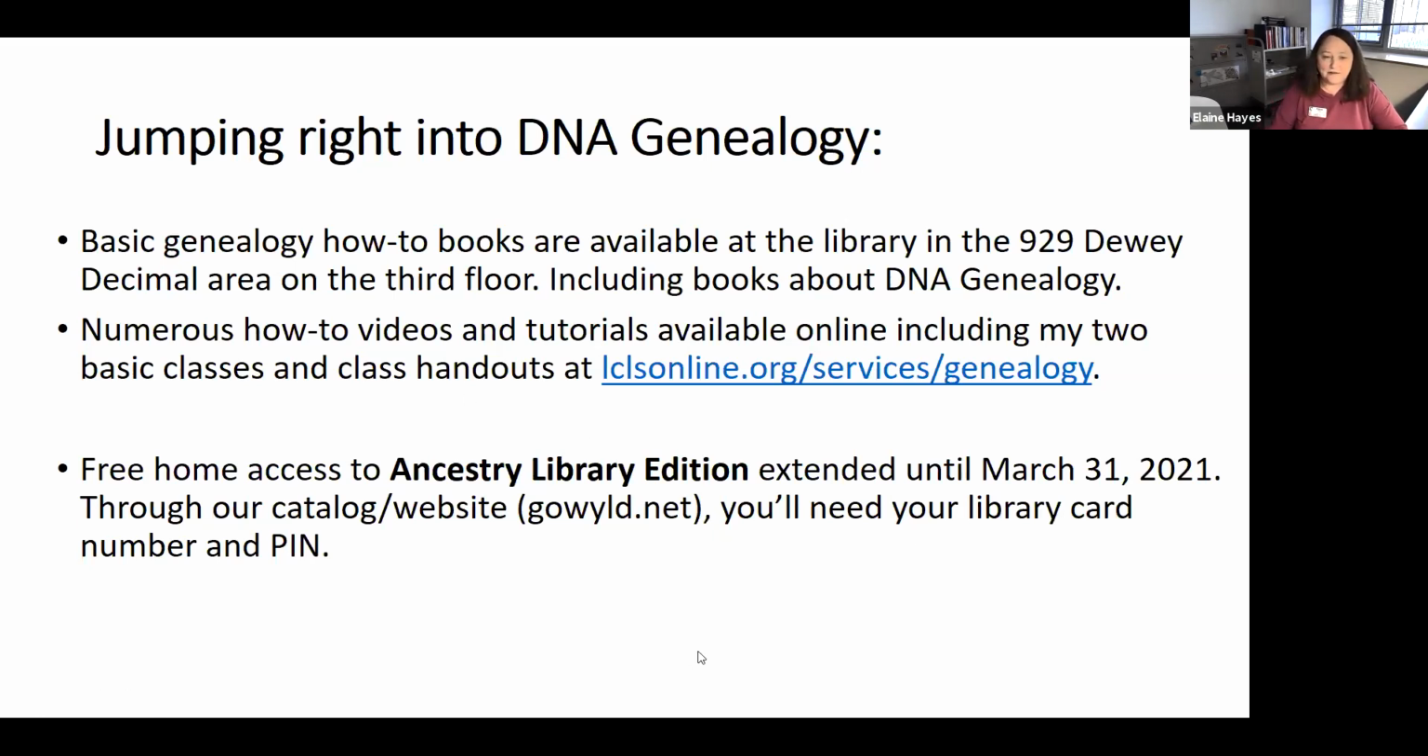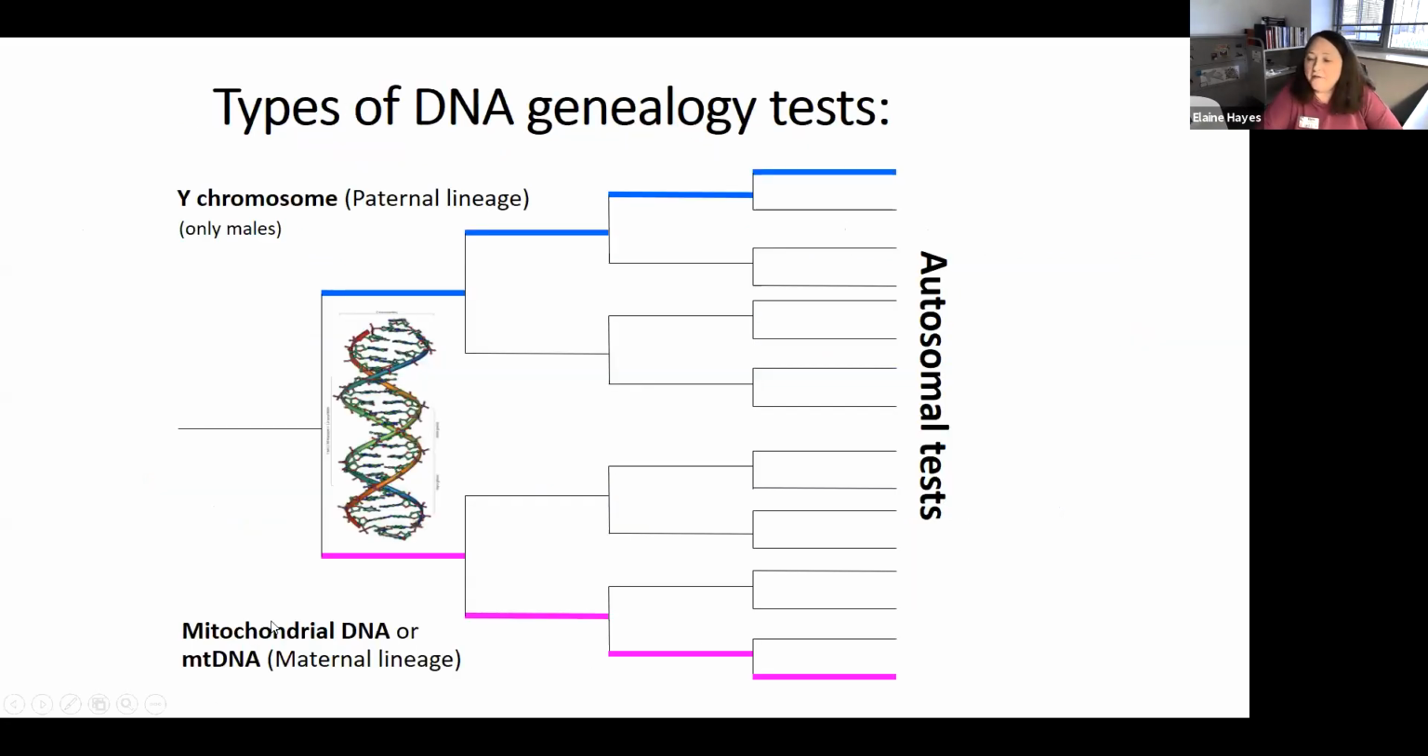So we're just going to jump right into talking about DNA genealogy. These days, most of the DNA genealogy tests are autosomal tests, which means that they're looking at all 23 of your chromosomes. Some of the earlier tests were Y chromosome only tests or mitochondrial DNA tests, but these days, they're mostly autosomal DNA genealogy tests, and they're looking at all your chromosomes, so all your ancestors.